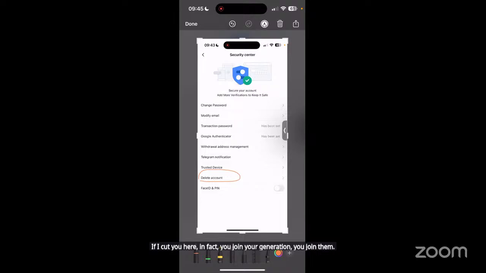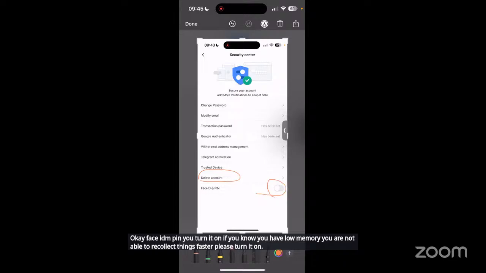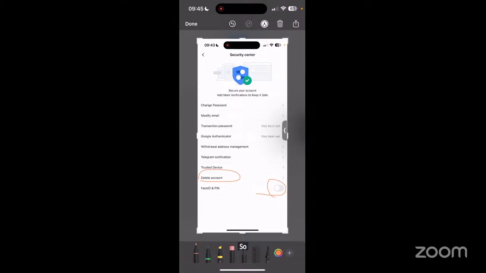Okay? Face ID and PIN. You turn it on if you know you have low memory, you are not able to recollect things faster. Please turn it on so you can use your Face ID to open or punch in the numbers. Okay.